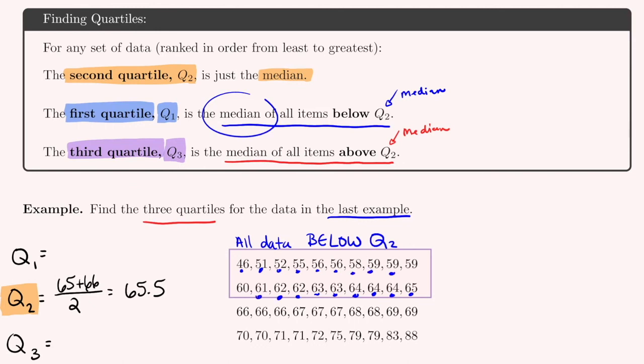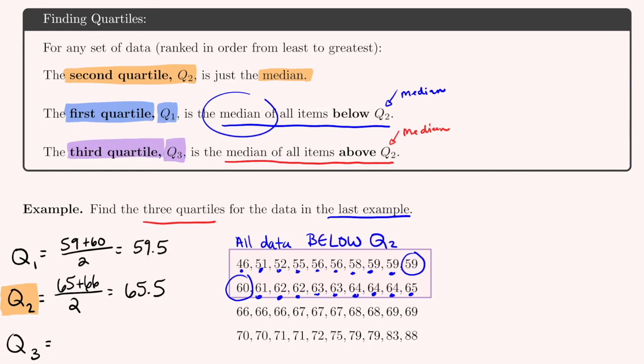And since there's 20 items here, we expect that we'll have to average once we find our middle values because there's not a single middle. So the second quartile would be 59 plus 60 over 2, and that will get us to 59.5.